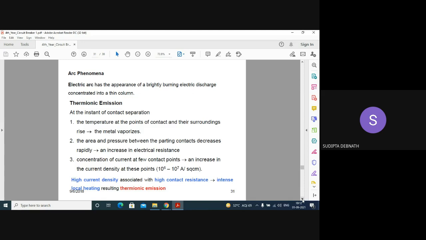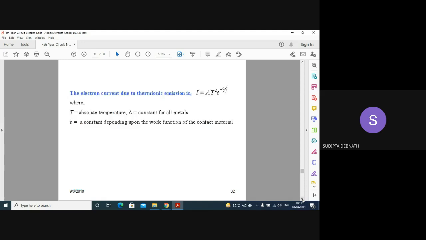Concentration of current at a few contact points leads to an increase in the current density at these points, 10^6 to 10^7 ampere per square meter. It is very high. High current density is associated with high contact resistance. It causes intense local heating, resulting in thermionic emission. There will be emission of electrons and ions, the result of the very high temperature. So it is called thermionic emission.